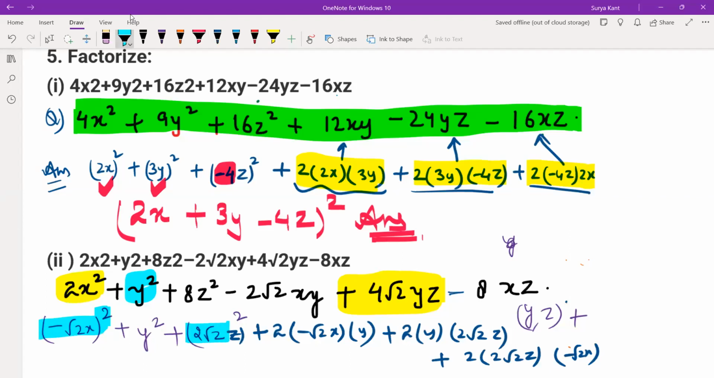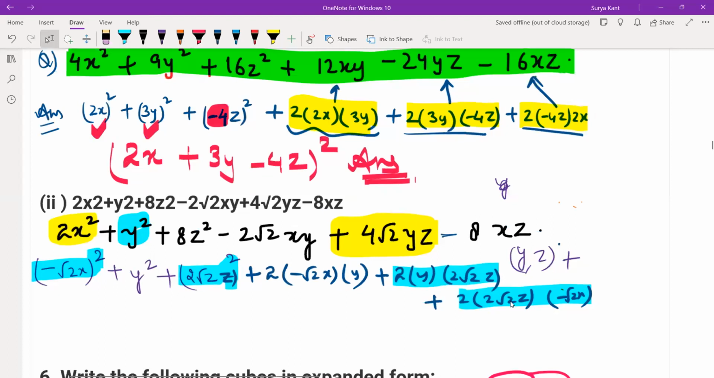First you convert into a square. See, we are converting into that formula. Okay. So a square plus b square plus c square, plus 2ab plus 2bc plus 2ca. So first we have to search which is positive and which is negative. Here y and z are positive. So which is negative? X is negative over here.